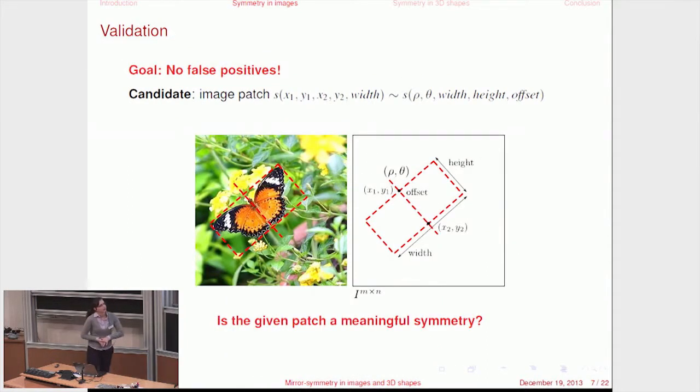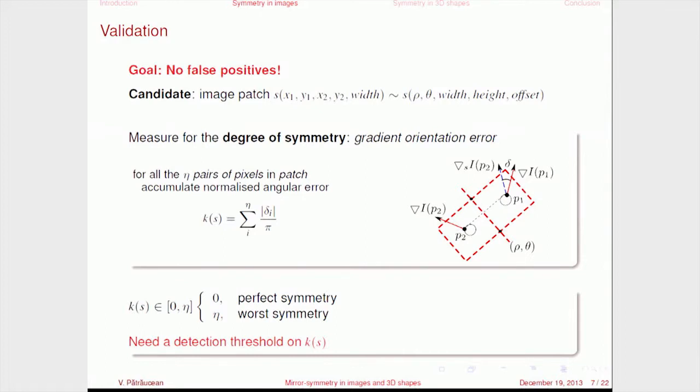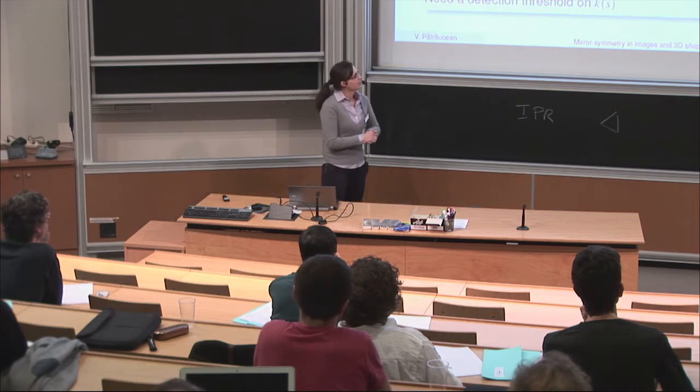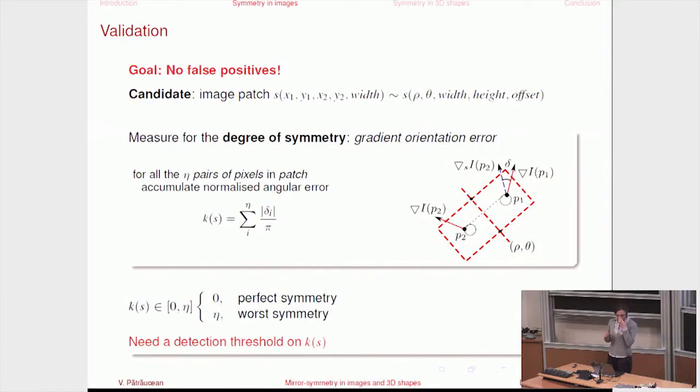So now for the validation part, here is our main contribution. I'm given a patch in an image, and I try to decide if it's a meaningful symmetry or not. And in the validation part, it's important to eliminate the false positives. To this end, we first introduce a measure of symmetry of a patch, which is based on the gradient orientation error. This is important because the existing works usually look at some SIFT points, so at the sparse information in the image. But from our work, it seems that it's important to look at the actual image data, not only at sparse points.